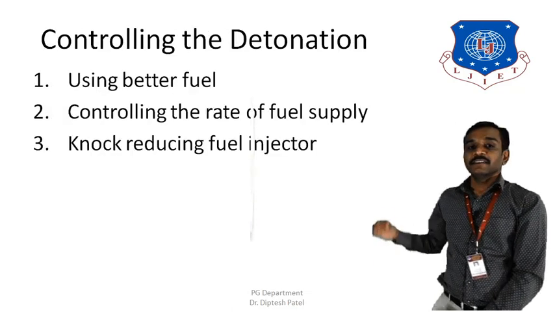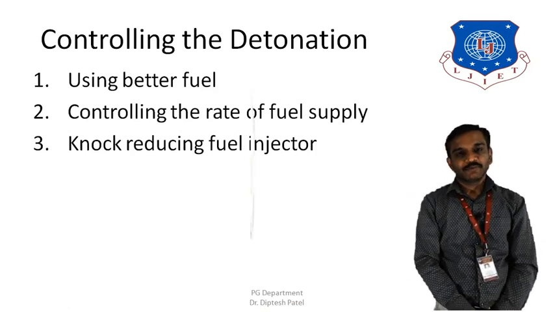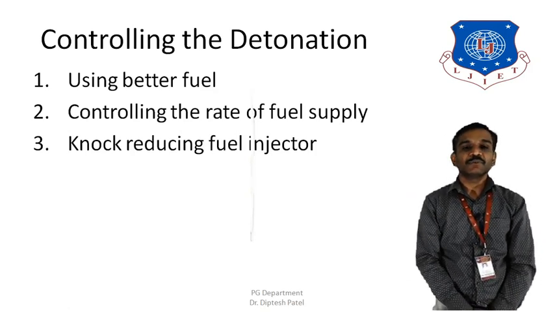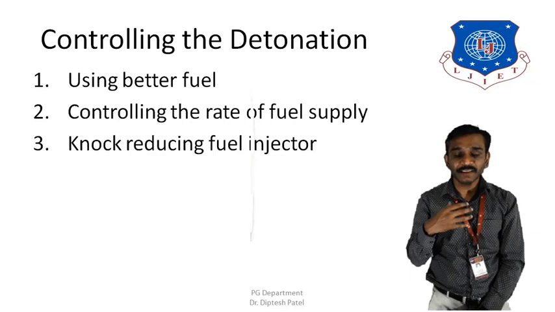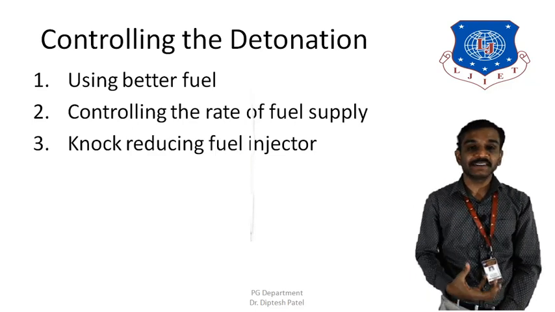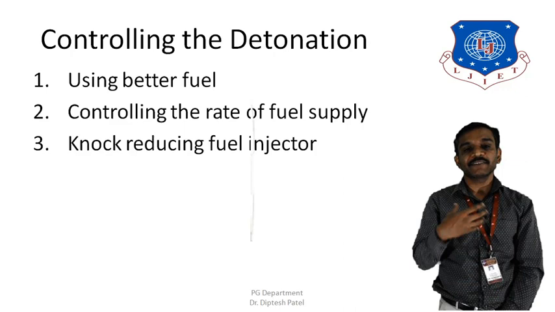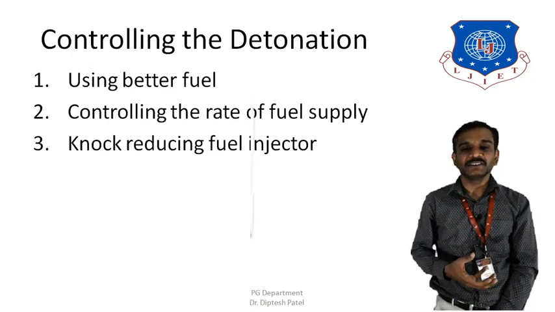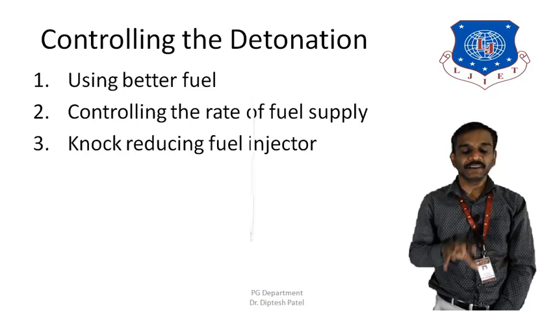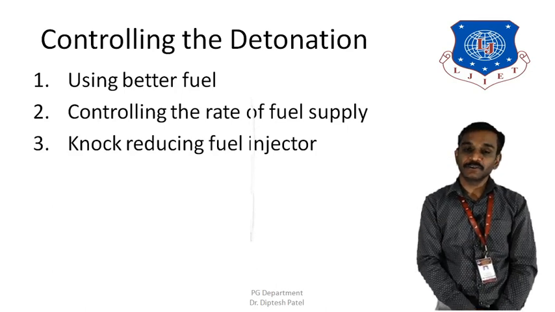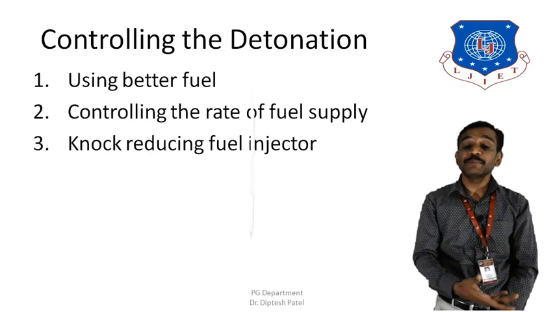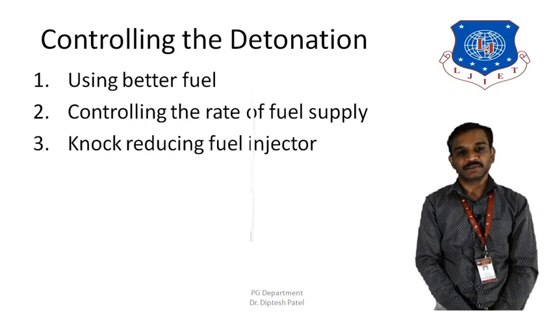Then, how would you control the detonations? What are the different ways which can be used to control the detonations? The first one is using better fuels. If you use fuels which have a high cetane number, then there is definitely a chance to reduce the delay period, and if the delay period is reduced, then there is less chance of accumulation of fuel in the initial stage of combustion in the CI engine. And if the quantity of fuel accumulated in the combustion chamber is lower, then there is less chance of uncontrolled combustion or detonation. So if we use better fuels, there is less chance of detonation.